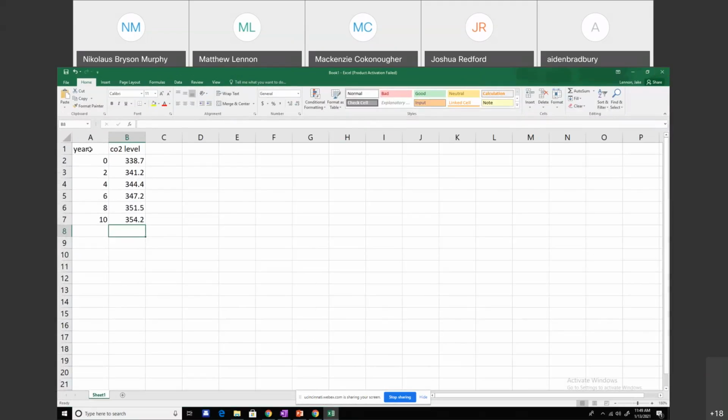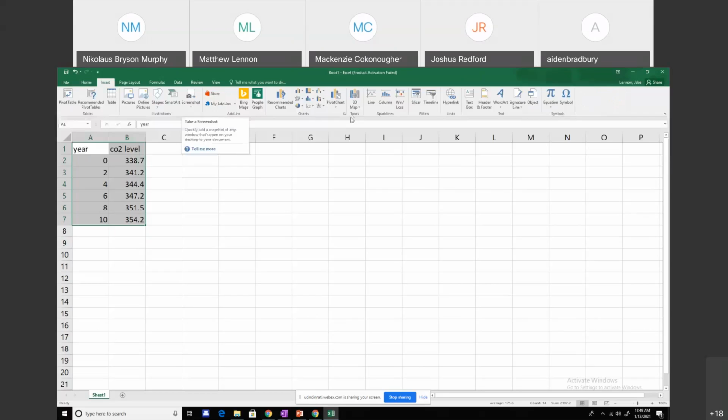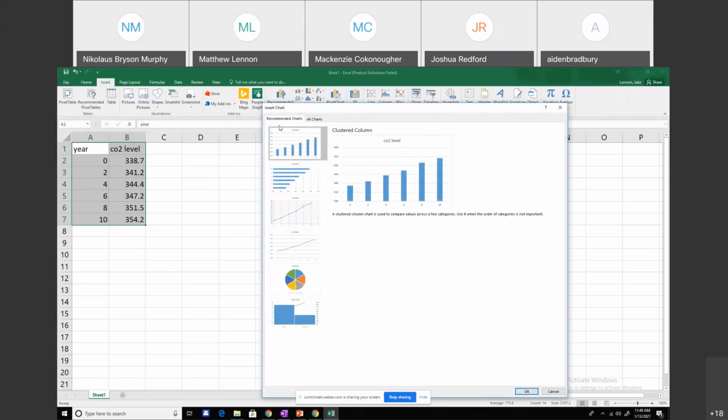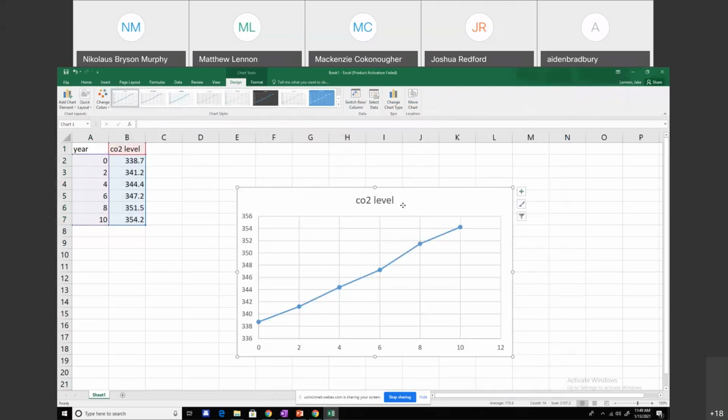Let's see, how do we do this? There's a couple of ways. I'll show you 2 quick ways. So you can insert a graph here, recommended chart. I want a line like this. So let's say this one, CO2 level, there you go. Okay, so we add this chart.